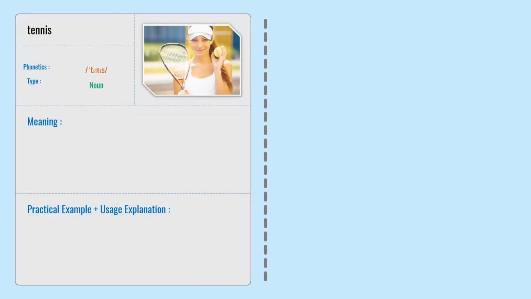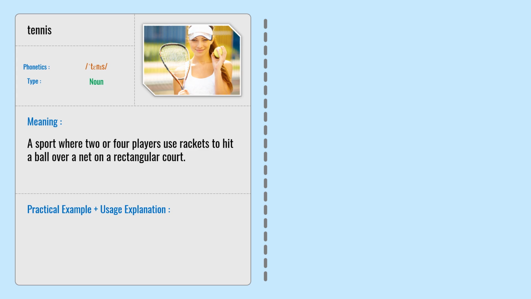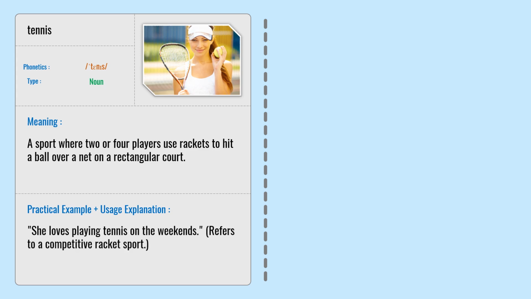Tennis. A sport where 2 or 4 players use rackets to hit a ball over a net on a rectangular court. She loves playing tennis on the weekends. Refers to a competitive racket sport.